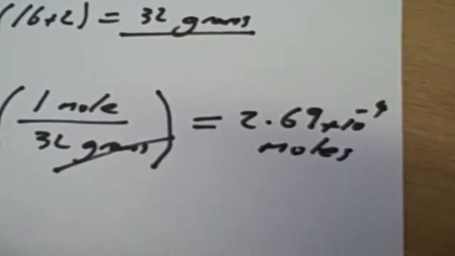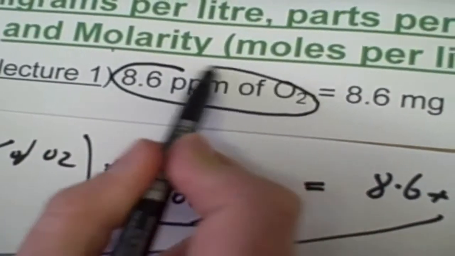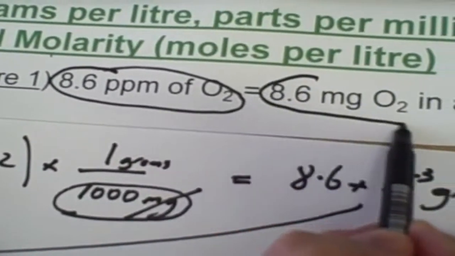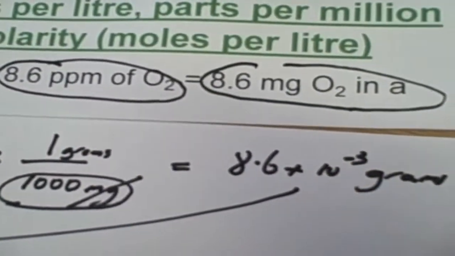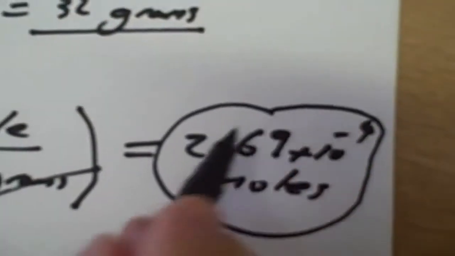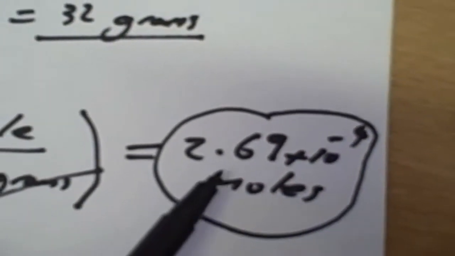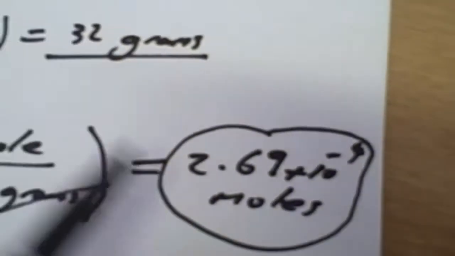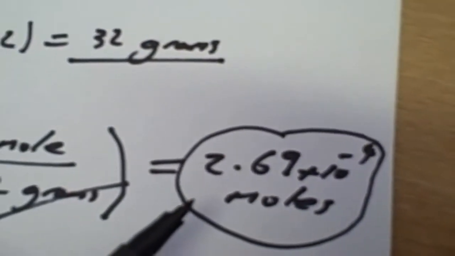Now what this means is that 8.6 parts per million of oxygen is the same as 8.6 milligrams of oxygen in a litre, which is the same as 2.69 times 10 to the minus 4 moles. This number is significantly different from the other two, but it means the same thing.